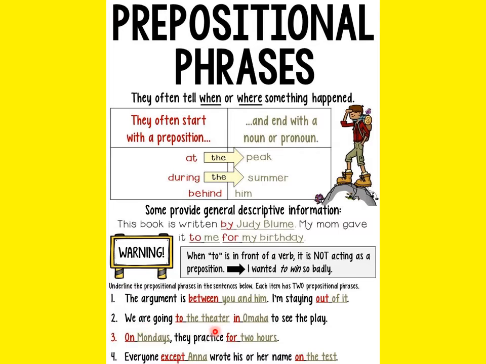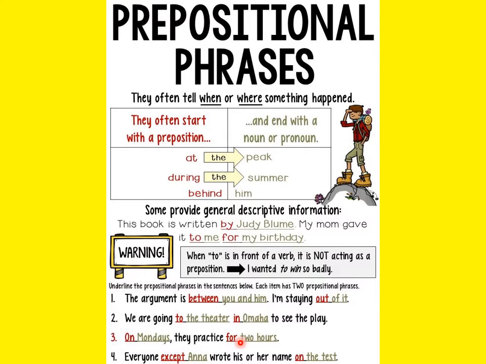We are going to the theater in Omaha to see the play. To the theater is a prepositional phrase. In Omaha is another prepositional phrase. On Mondays, they practice for 2 hours. On Mondays is a prepositional phrase that starts with the preposition on. For 2 hours is another prepositional phrase that starts with the preposition for.